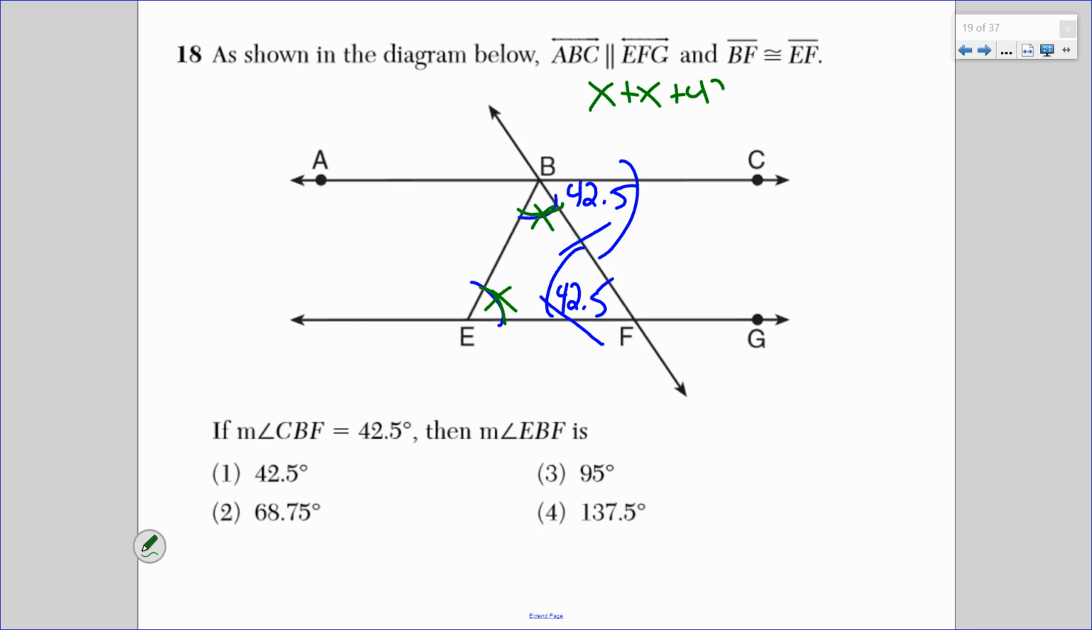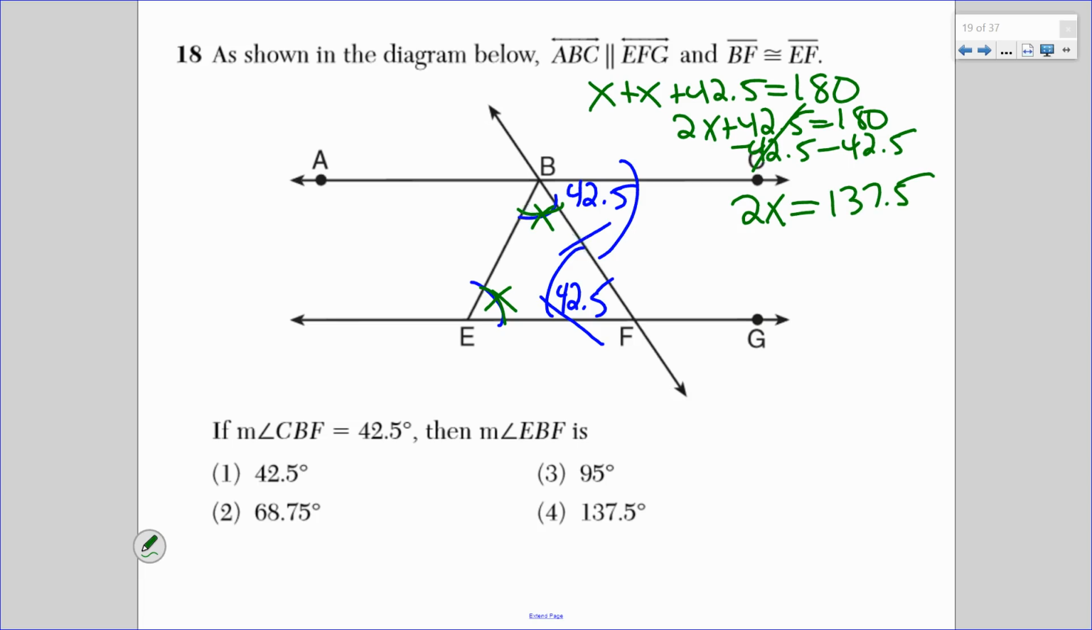I have angles of a triangle. X plus X plus 42.5 equals 180. I do the algebra. I got 2x plus 42.5 equals 180, minus 42.5 on both sides. 2x equals 137.5, divided by 2. Algebra is good. 68.75. So we have to utilize alternate interior angles. You also have to utilize your isosceles triangle.